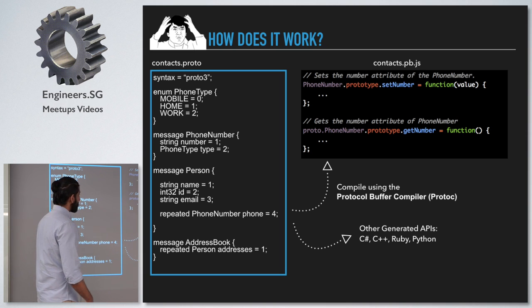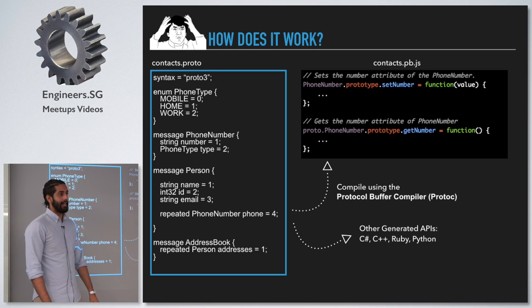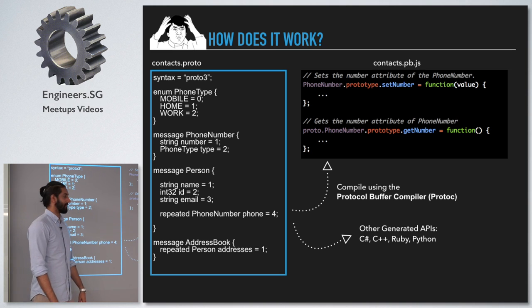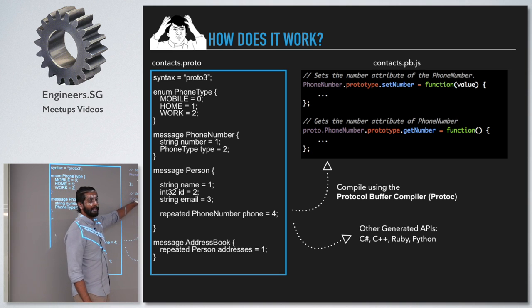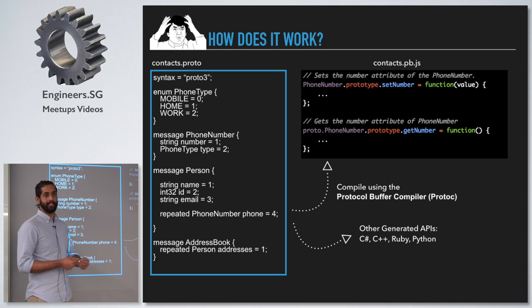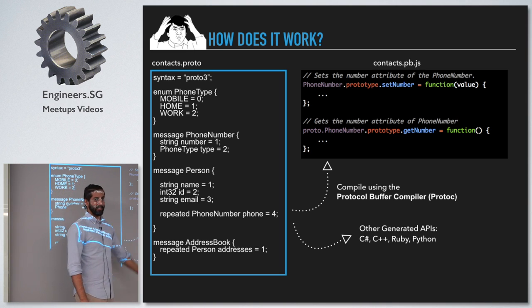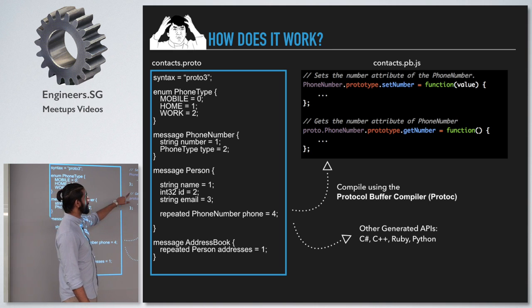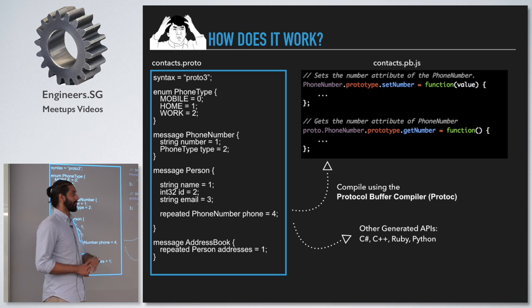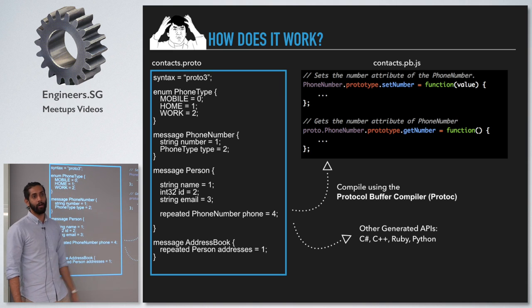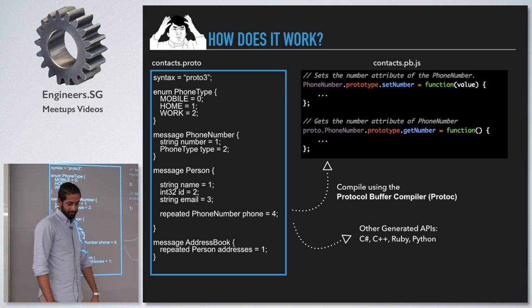Next, once you have your proto file, you have a compiler called protoc. What we do with that is say, here's my proto file, I need it to be compatible on my C++ platform. It compiles and outputs an API that you can use to deserialize and serialize data that you want to transmit over the network. Other generated APIs include C++, C#, Ruby, Python. The one I have here is our JavaScript output format. As you can see, for phone number, you can set the number or you can get it. The API is a lot more extensive than this. It's a lot more powerful. I'm just giving you a small snippet of it.